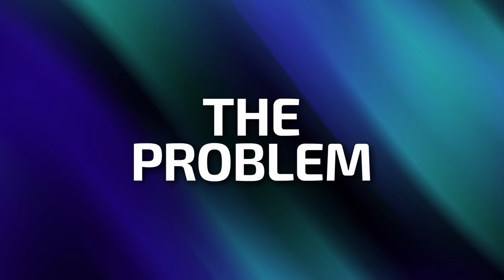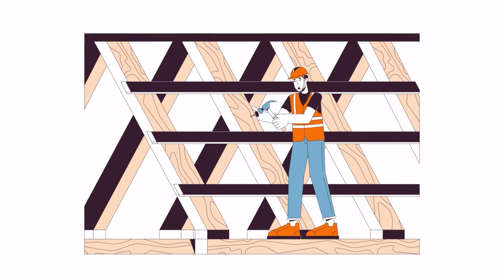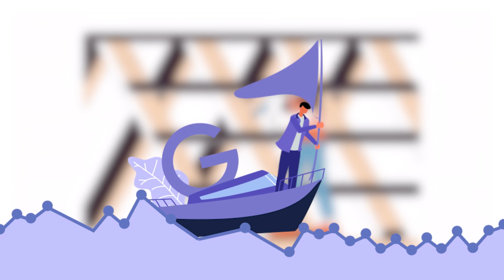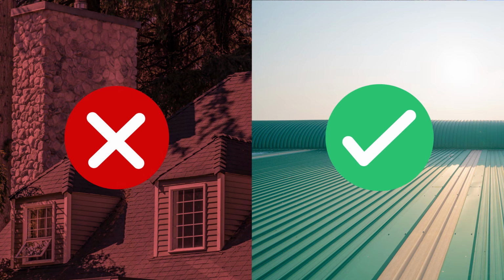Over the past few years, Google has broadened match types so aggressively that your carefully crafted commercial service keywords are now triggering irrelevant consumer searches. Here is what that means in practice. You bid on commercial roofing services and your ads show for competitors, residential roofers, and generic searches like roof leak fix at home. You target commercial roof in Dallas and your ad appears for homeowners searching for roofing near me.